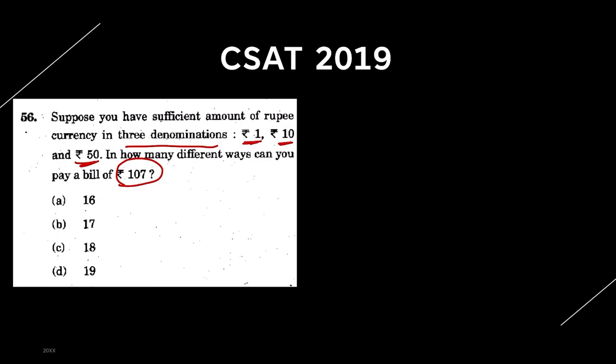Now, let's see. If you have only three options, A, B, and C. A is a 1 rupee note, B is 10 rupee note, and C is 50 rupee note. Again, if you have not, pause the video now, try to solve this question on your own, then come back and check the solution, right?